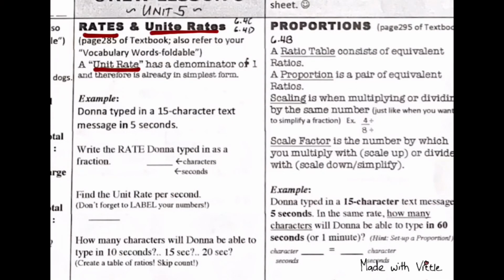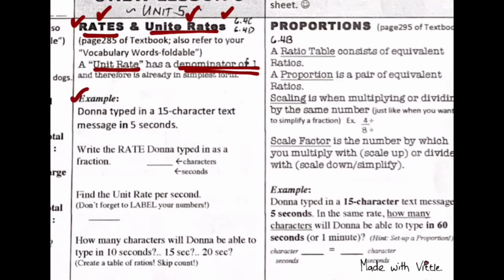Now let's move on to rates and unit rates. What are unit rates? Unit rates are like your fraction, but the denominator is 1. Okay? So if it's not a denominator of 1, then you just call it a rate. But if it's a denominator of 1, you can call it a unit rate.